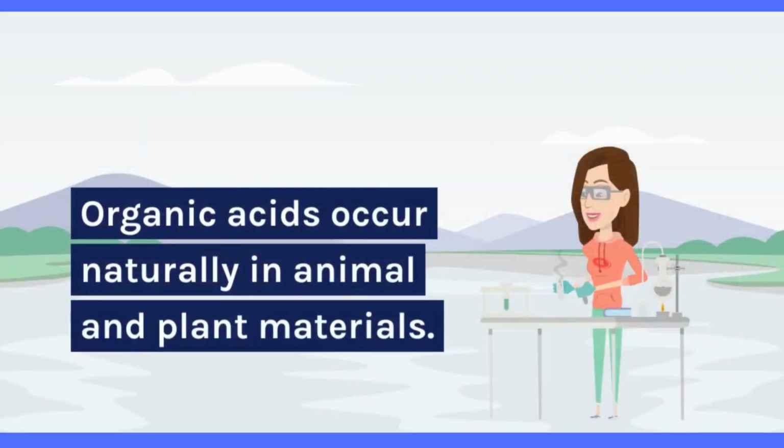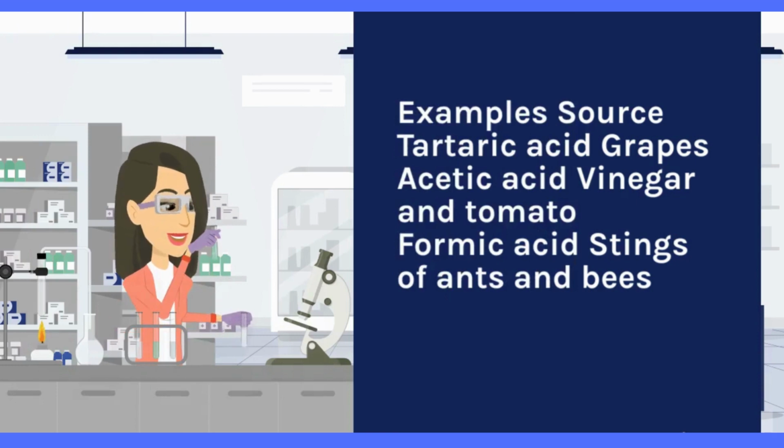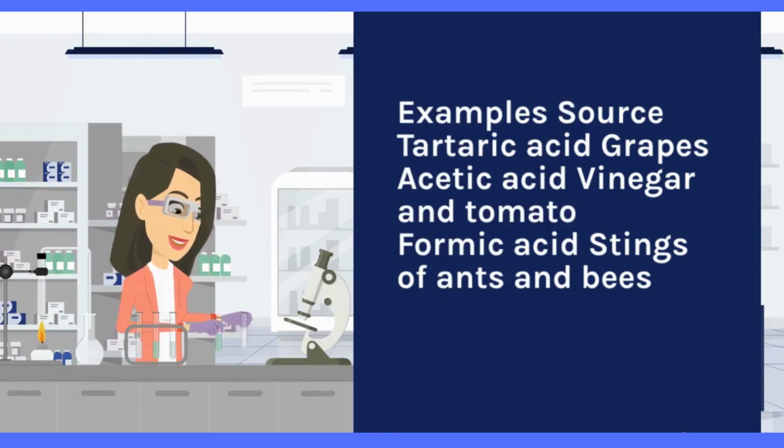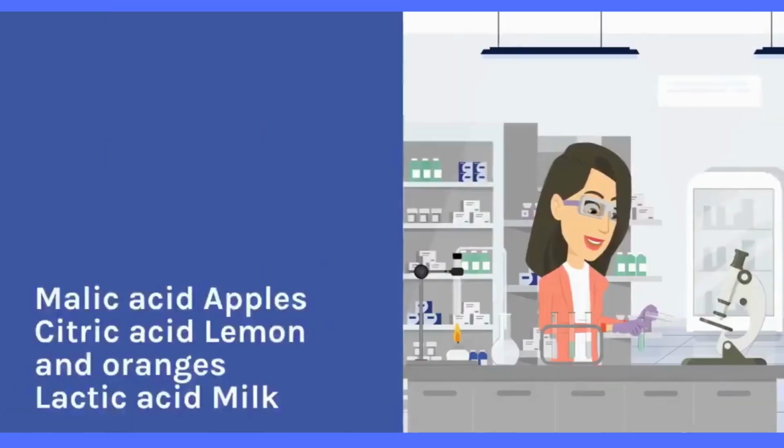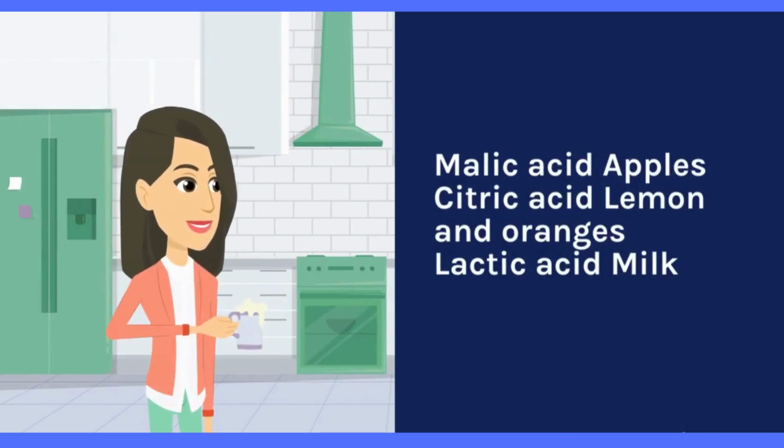Organic acids occur naturally in animal and plant materials. Examples: tartaric acid, grapes; acetic acid, vinegar; and formic acid, tomato, stings of ants and bees. Malic acid, apple; citric acid, lemon and orange; lactic acid, milk.